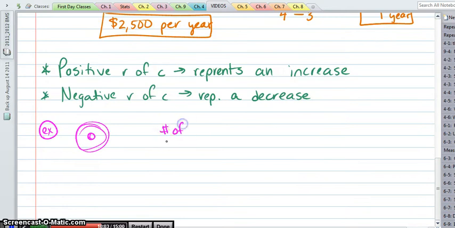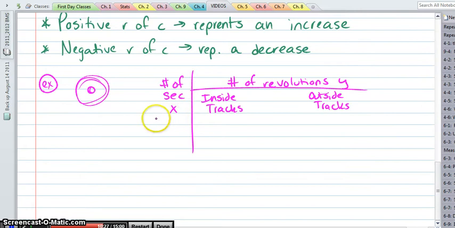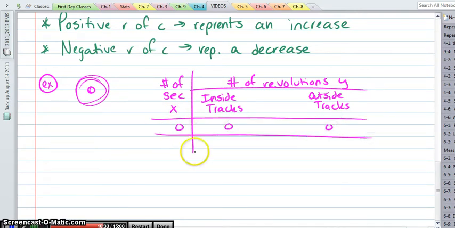So here we have number of seconds, and that would represent X. And here we're talking number of revolutions of the CD, Y. And I'm going to split it up a little bit differently here. I'm going to have inside tracks, and I'm going to have outside tracks. Just want you getting used to this type of table. So, 0 seconds for 0 tracks. But it will take 2 seconds for 16 here and 6 here.